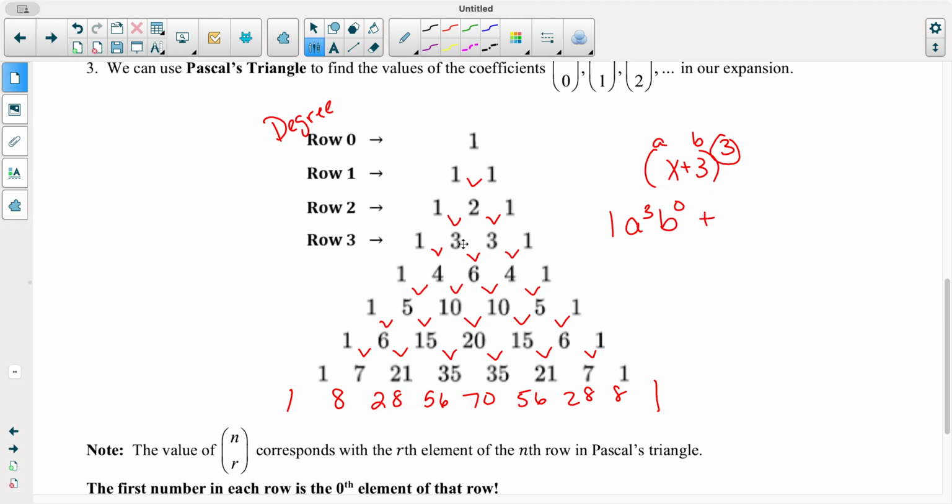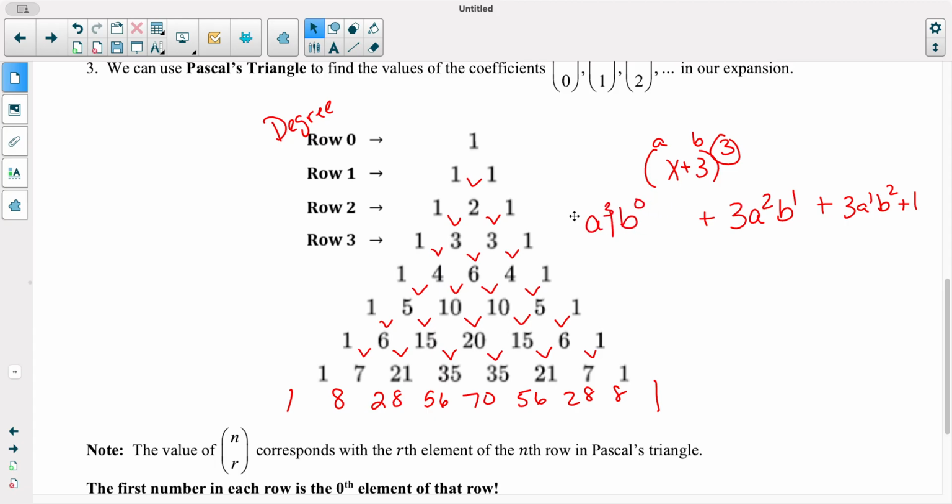The next one, 3 for my coefficient. You'll go down on the A's and up on the B's. So the next one will be A squared B to the first, right? This 2 plus 1 still adds up to 3. Again, next coefficient, 3 times A to the first times B squared. And the last one is 1. Let me move this over. Again, it's just about multiplying it out and knowing which pieces are what.